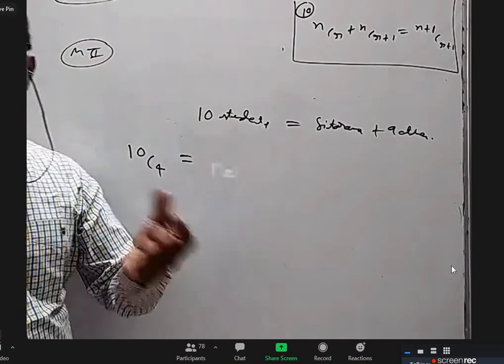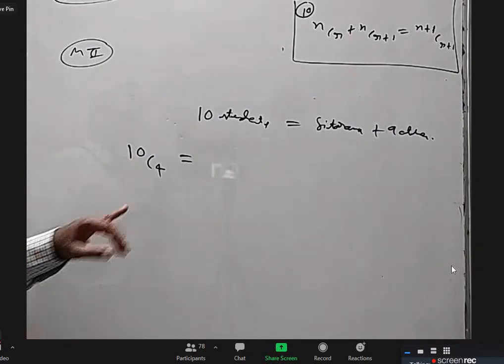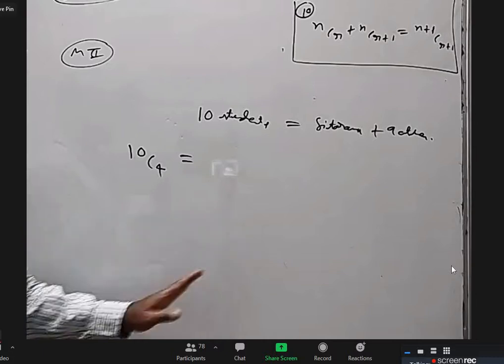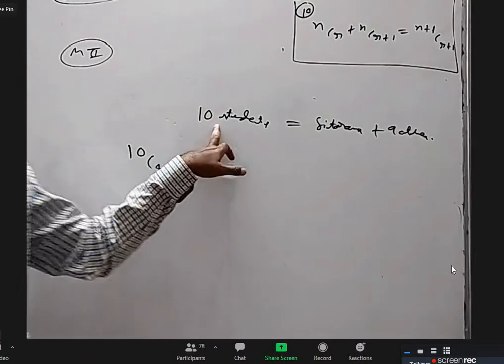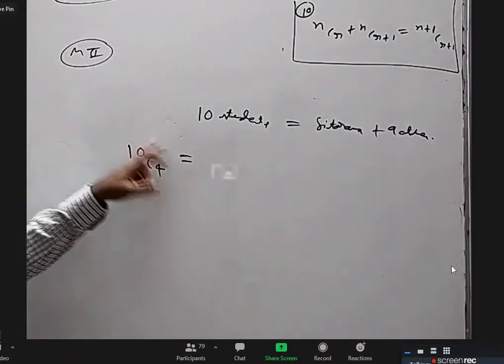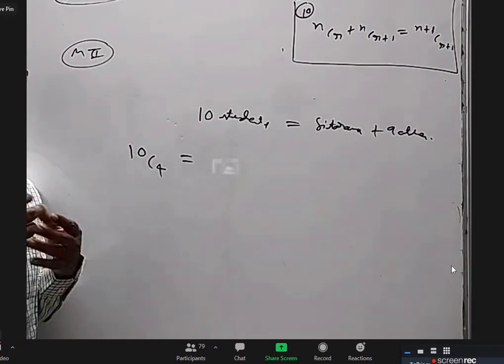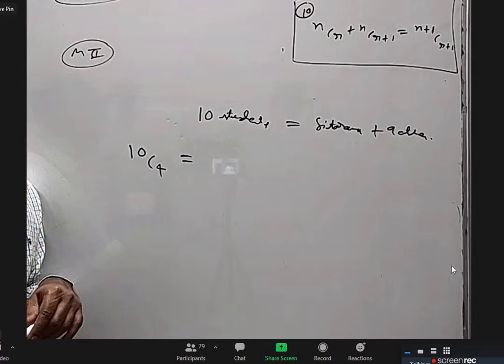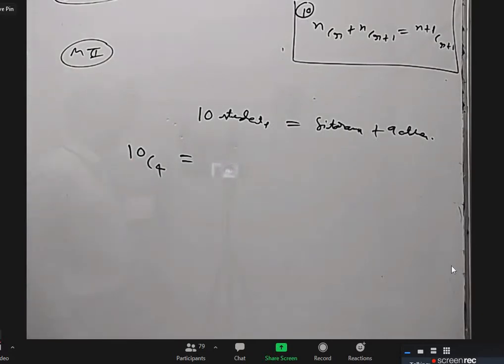From 10 students, selecting 4 students for a competition is 10C4, right? For example, I can select A, B, C, D, or I can select A, C, E, F, different things. Among these 10 students, one student's name is Sitarama and 9 other students are there. In these 10C4 groups, in how many teams is Sitarama not at all there? I want a team of 4 people, but in that Sitarama should not be there. How many ways is that?